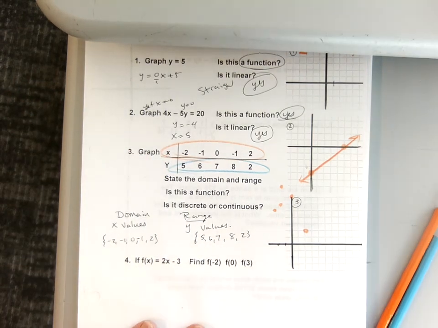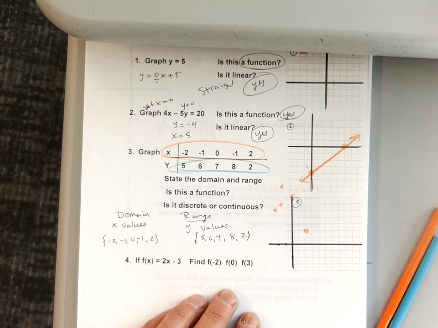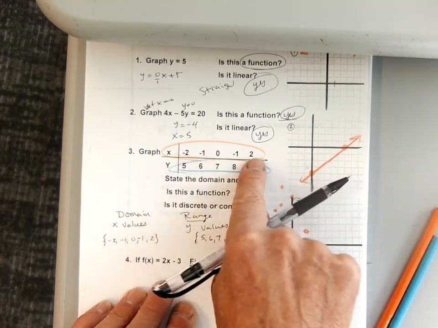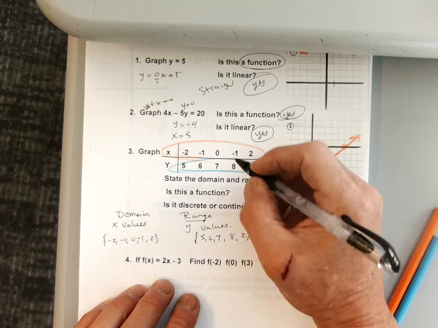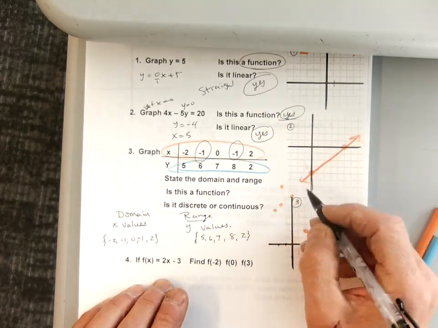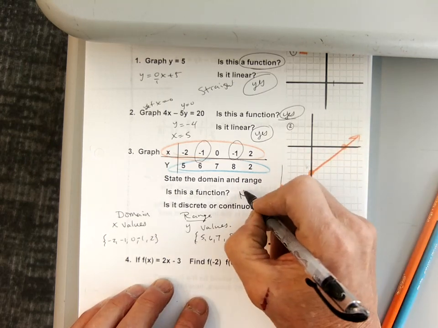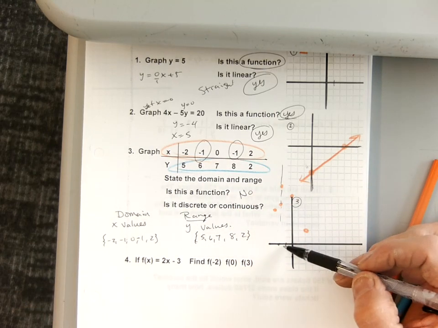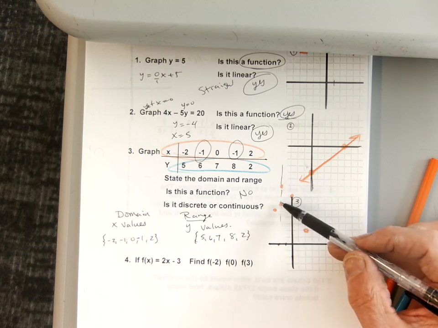Am I going too fast or am I doing okay? Let me slow down for a second. I've got my x values and my y values, but something's wrong with my x values. Is this a function? I don't think so. This is a problem right there, and you can see it on our graph. Negative 1 pairs to 6 and negative 1 pairs to 8. Negative 1 has to have one answer, not two answers.